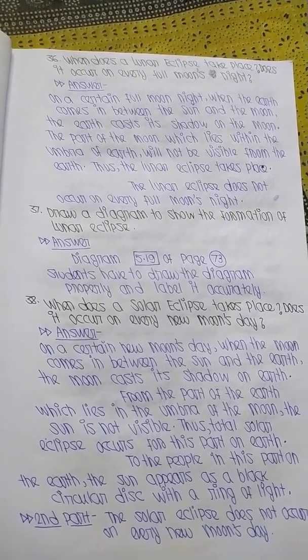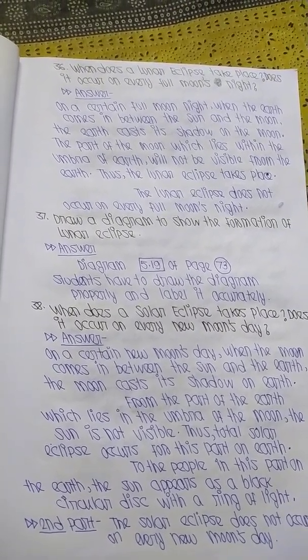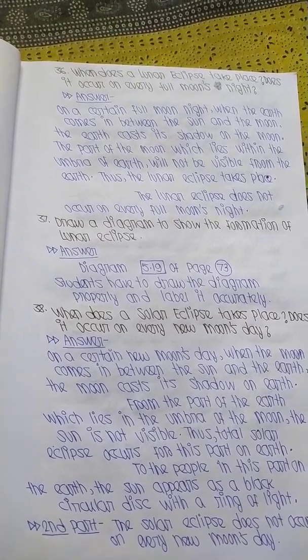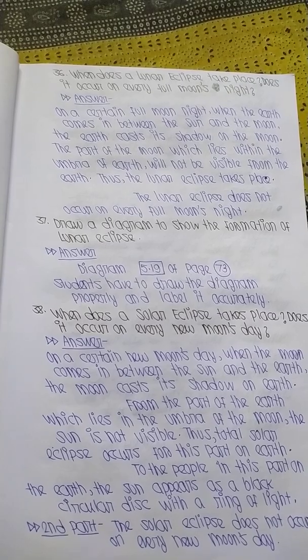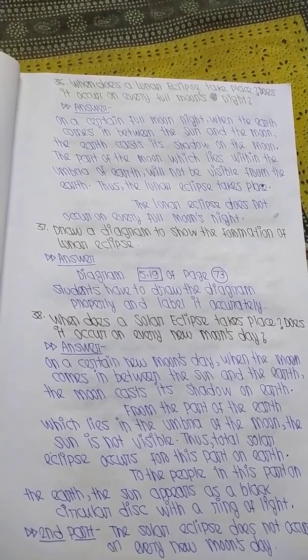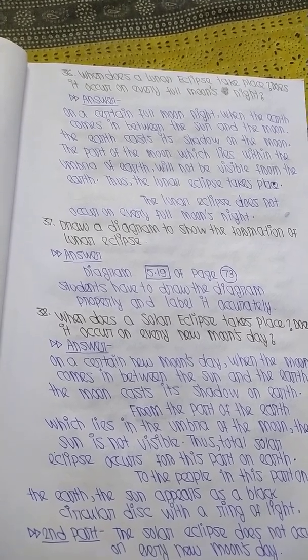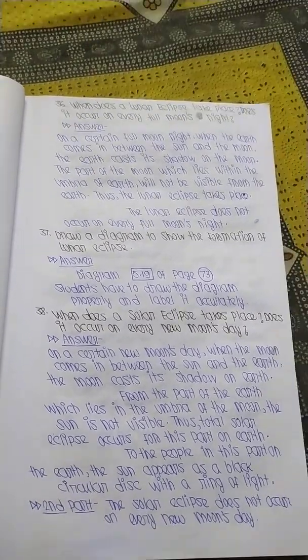Question 37. Draw a diagram to show the formation of lunar eclipse. Students have to draw the diagram 5.19 of page 73. They have to draw it properly and label it accurately.